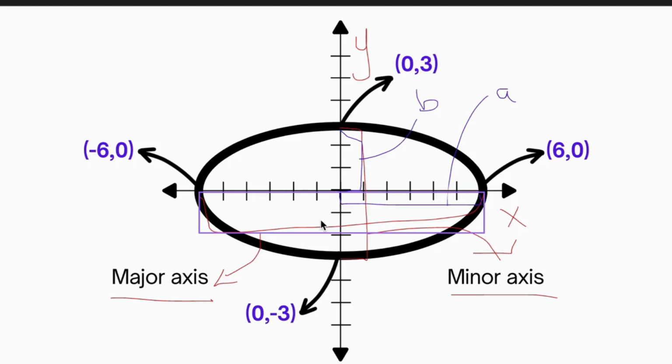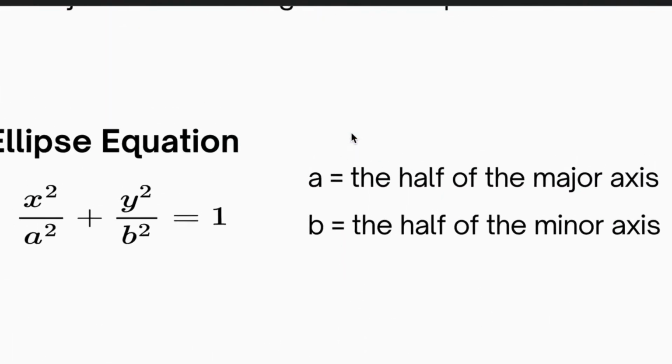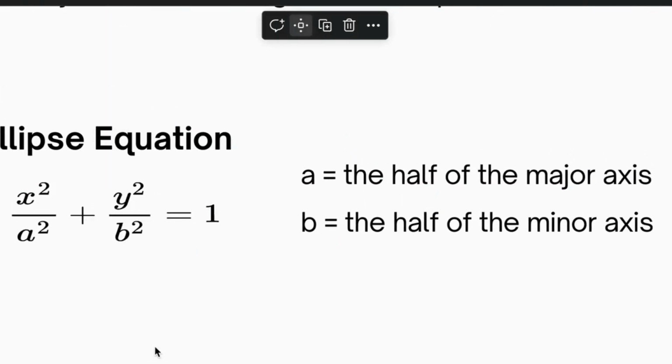A and b are given by the ellipse, because they're just half of the minor axis and half of the major axis, right? But x and y are something like the variables. Like, we're trying to find out if a point is on the ellipse.